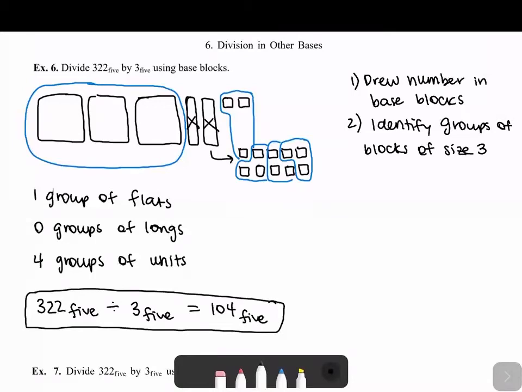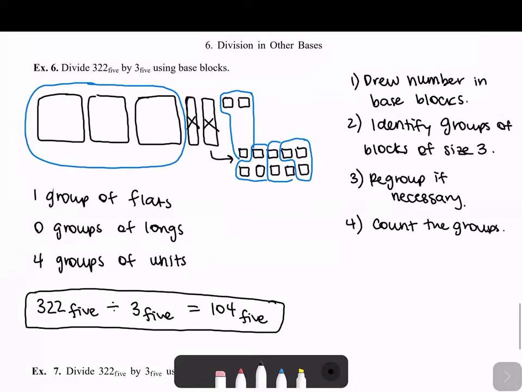Okay, so we identified groups of blocks of size 3, and then the last thing is, well, we regrouped, right? Since we couldn't make a group of size 3 for the longs, we did this step of regrouping if necessary. So we've seen this step before, where we regroup if it's necessary. And the last thing we did is count the groups. And then that gave us our answer. Okay, so these are the steps that we took.